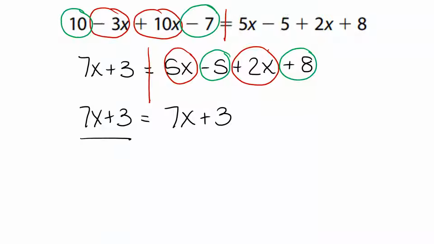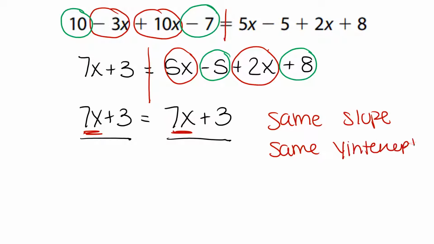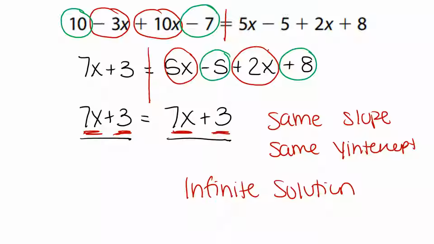It's the same slope, 7x and 7x, and it's the same y-intercept, plus 3 plus 3, meaning this is an infinite solution. That is the answer that we write. We don't have a number answer, we don't have a variable answer, we write infinite solution as our answer.